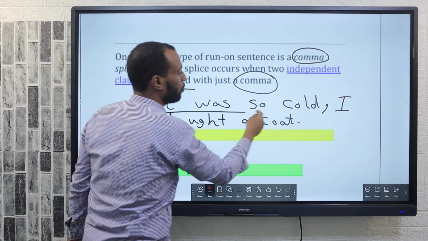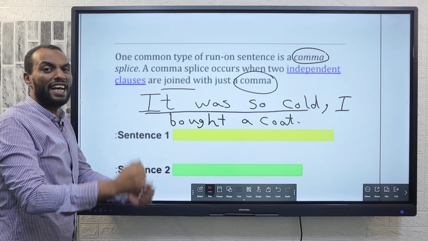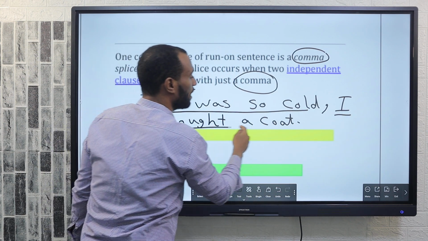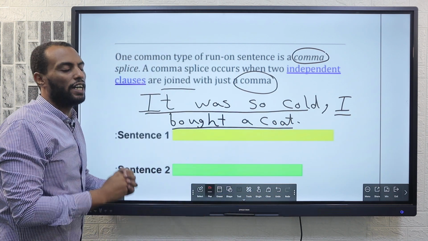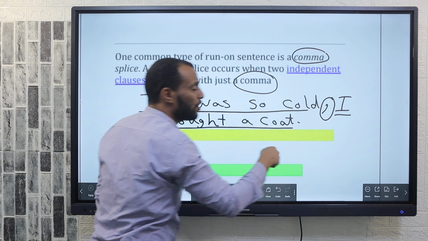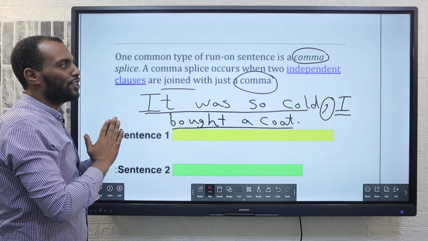The first one, it was so cold. What do we name it in English? Yes, correct. It's an independent clause. And then for the second one, I bought a coat. What do we name it also? It's an independent clause. But mister, here we have a way of connection. I managed to connect them. So is it wrong? No, it's not wrong.